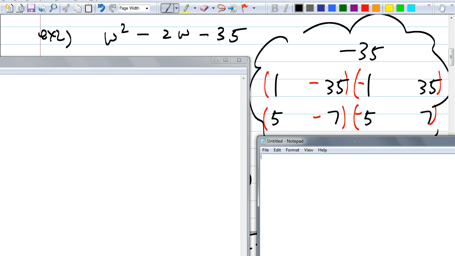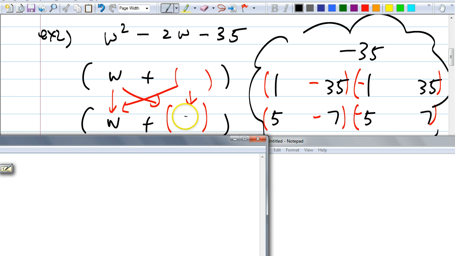No, that's it. So all you have to do is choose which pair you need. Of course, in order to get w squared as your first term, you're going to need the first term of the two binomials to be w and w, right? So you just have to figure out what goes in. Would you not agree? Okay, Mimi, what do you think will work? Negative 7 and positive 5. Negative 7 and positive 5 is correct.